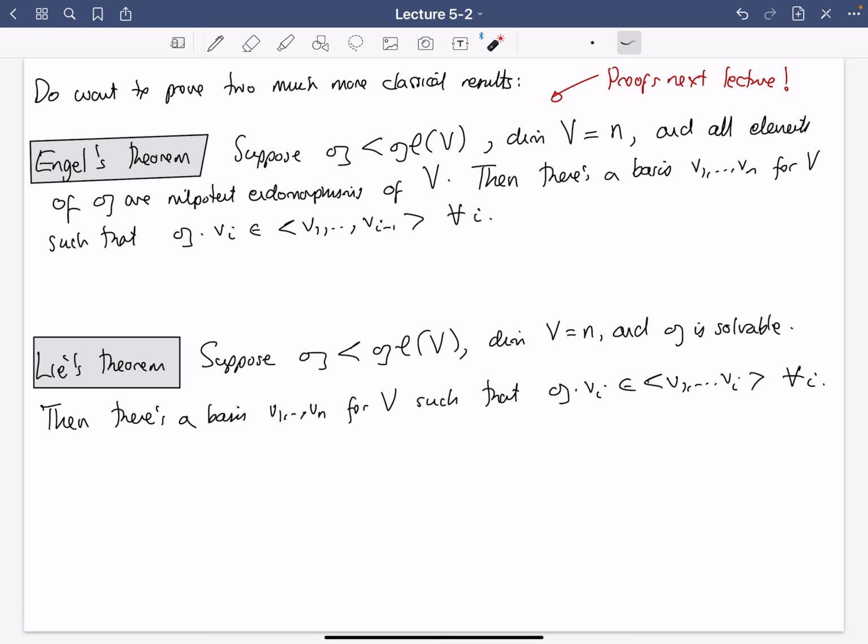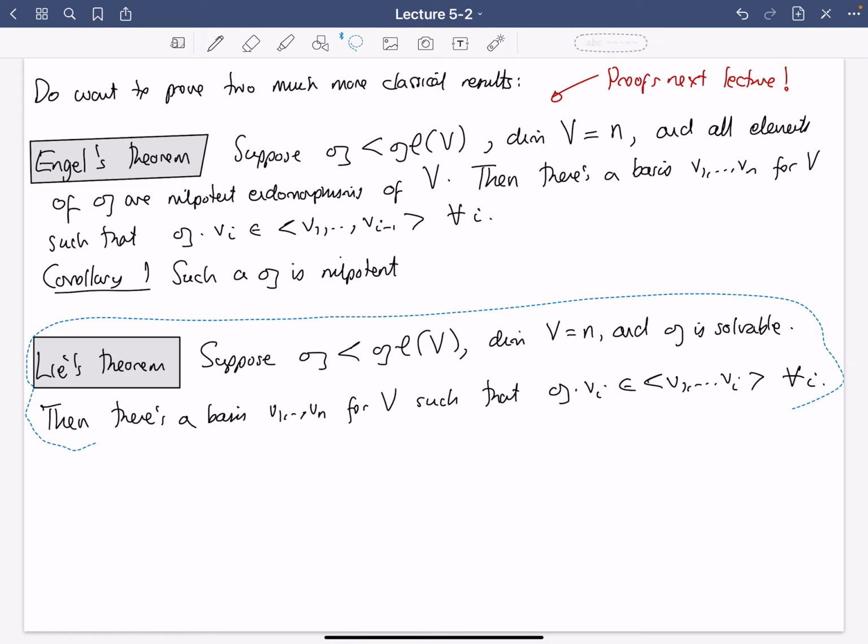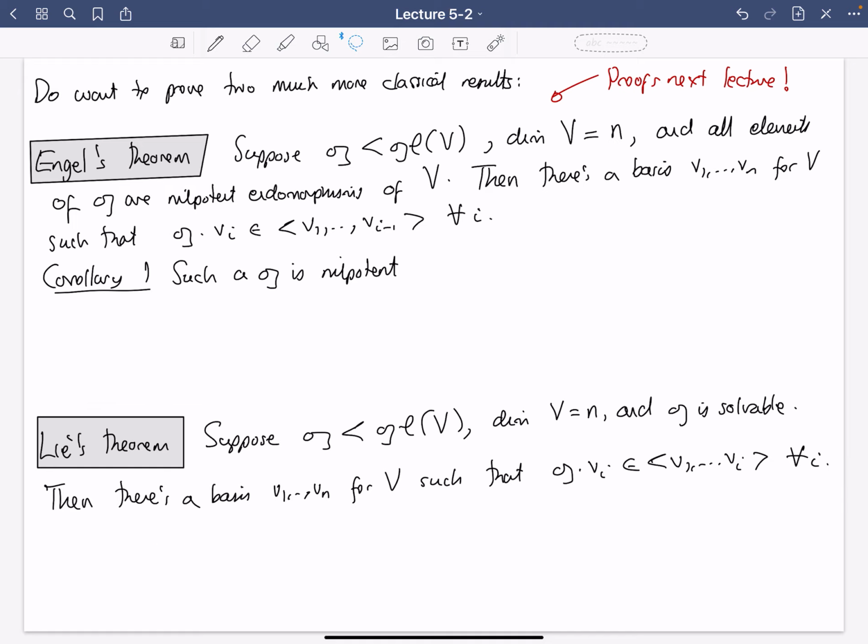A corollary of Engel, write it down. Such a Lie algebra g is nilpotent because the Lie algebra N_n(C) is nilpotent. And corollary 2, actually I'm not going to fit that in there. Let me make a bit more room. Corollary 2.